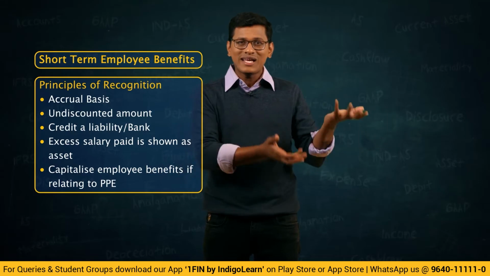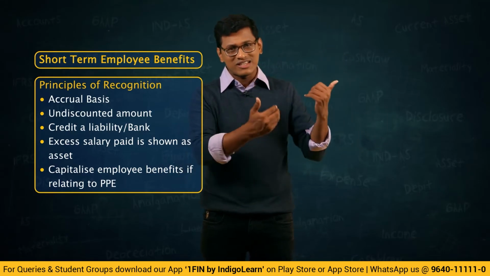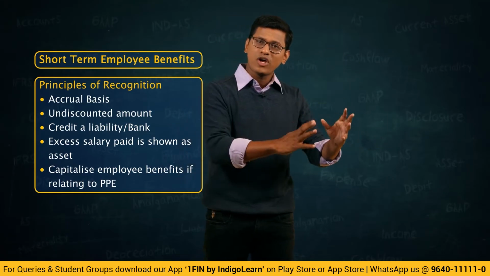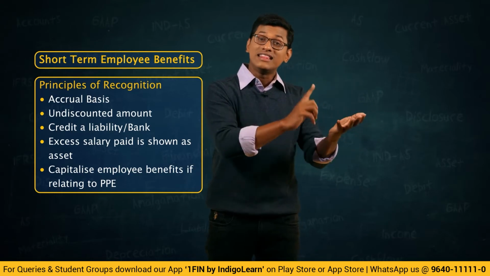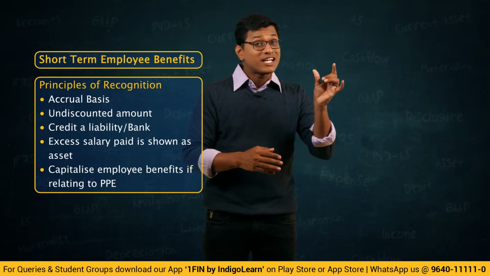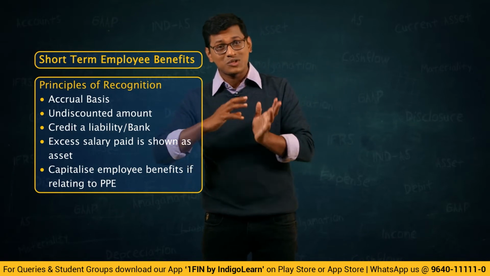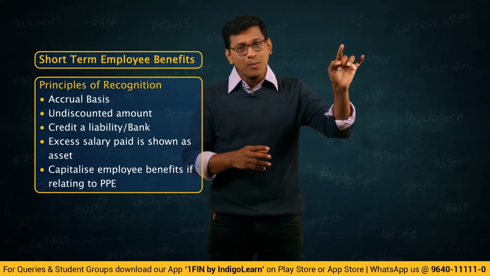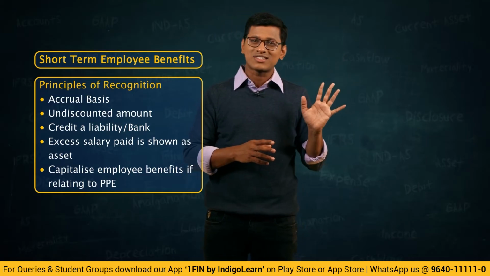So there is a building under construction which is going to be our fixed asset in the future, and there are some employees who are working only on that. Their salaries, all the employee benefits that you are paying to them, that portion should not just go as an expense into P&L, that should be capitalized along with the asset cost.